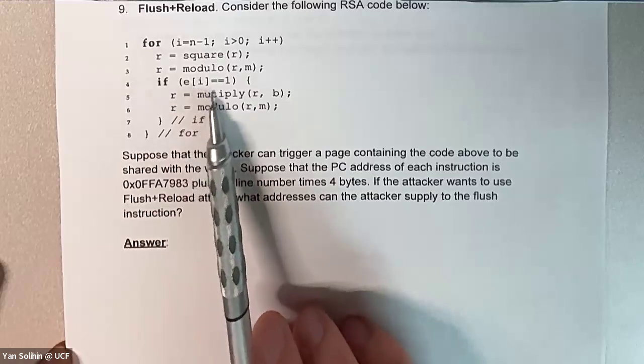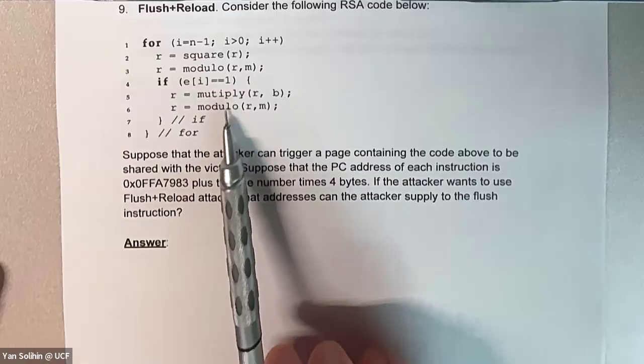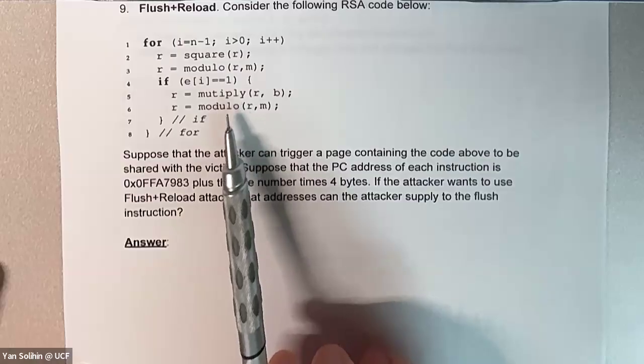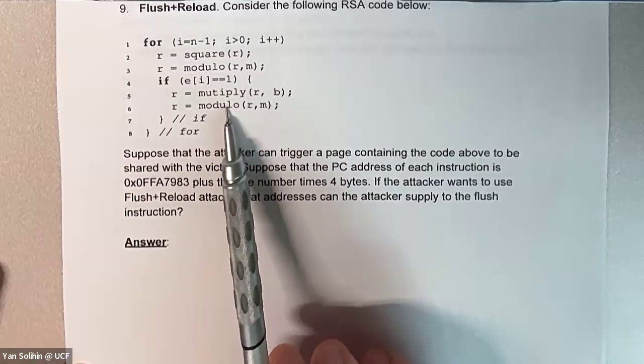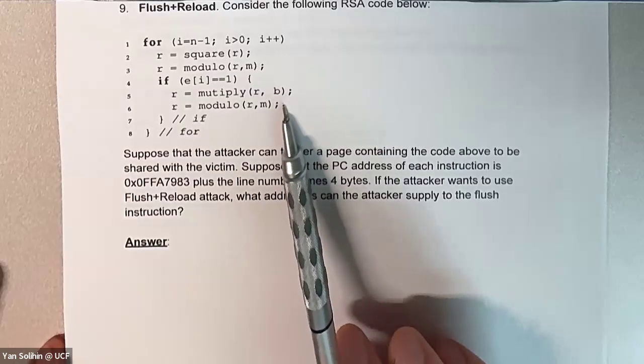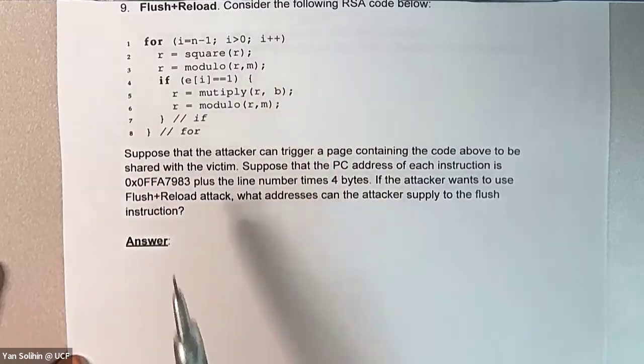Because this is the secret value, the existence of this path of execution is a source of that side channel, and it leaks the secret through various side channels. Okay, so let's see the question.